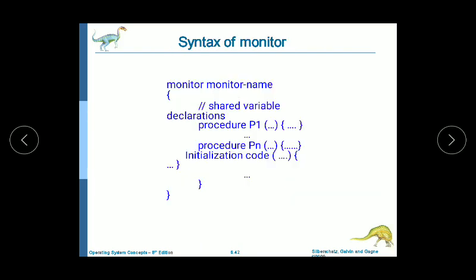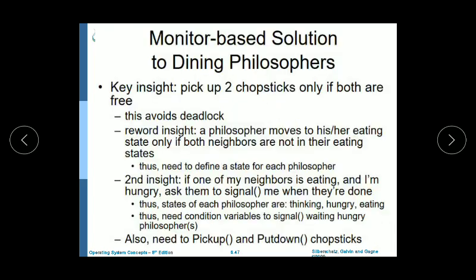This is followed by the syntax, showing how to make use of the monitor concept to implement the dining philosopher problem. You can see our keyword monitor followed by the monitor name, then declarations. We can define any number of procedures: procedure P1 with the prototype and function, procedure P2, P3, P4, like that. Then the initialization code, then the end of the monitor.